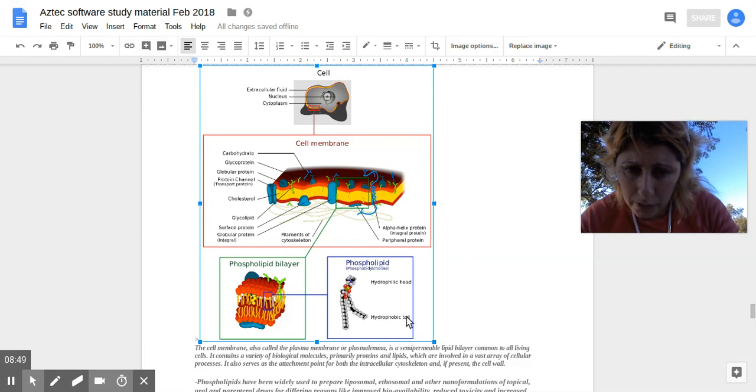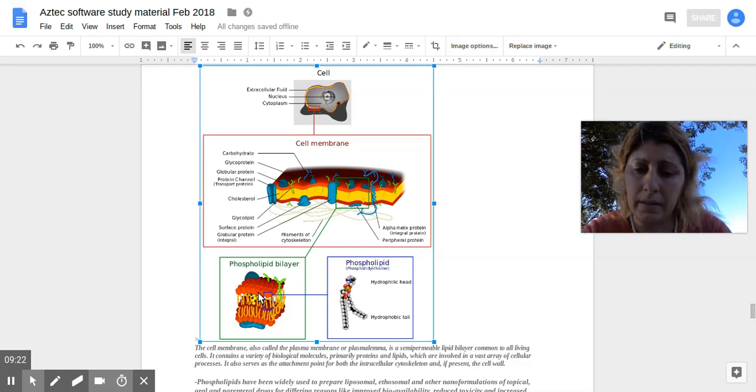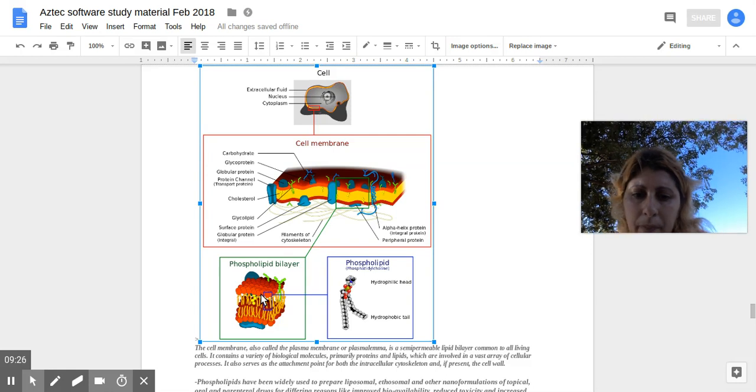So again, the phospholipid molecule with its hydrophilic head and hydrophobic tail. Here is phosphatidylcholine shown, and the bilayer and how the phospholipids arrange themselves within the bilayer. The plasma membrane or plasma lemma is a semi-permeable lipid bilayer, which is in all living cells. It contains a variety of biological molecules, primarily proteins and lipids, and carbohydrates also. These are all molecules which are involved in a vast array of cellular processes.